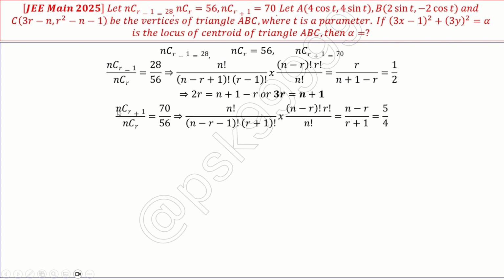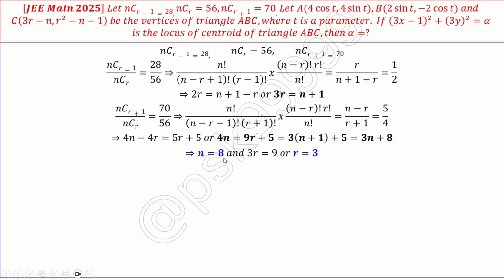I take the second ratio, nCr plus 1 divided by nCr equal to 70 by 56, and do the same thing. I'll get the second equation, which is 4n equal to 9r plus 5. Now here I will substitute my n plus 1. n plus 1 is 3r, right? So 9r will become 3 times n plus 1 plus 5, which is nothing but 3n plus 8. So if I simplify, n is equal to 8, and if I substitute the value, r is equal to 3. So I got my n and r values.